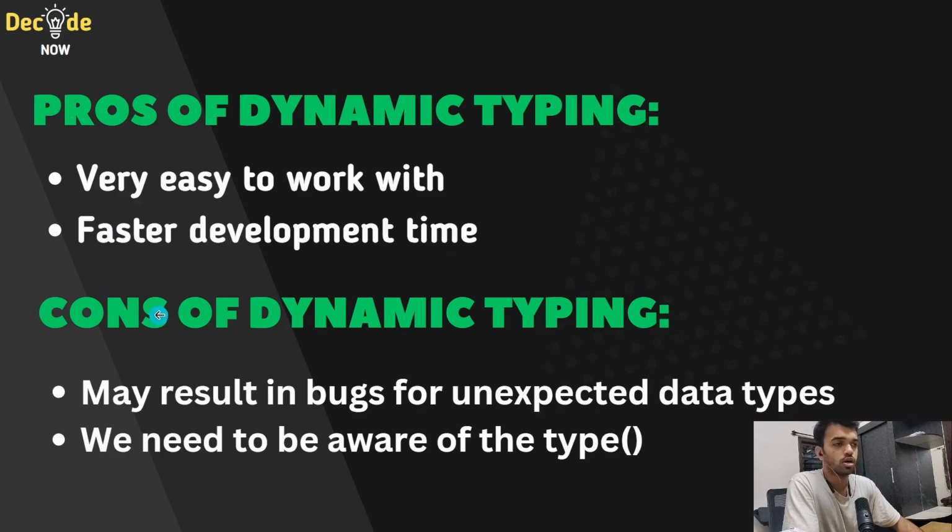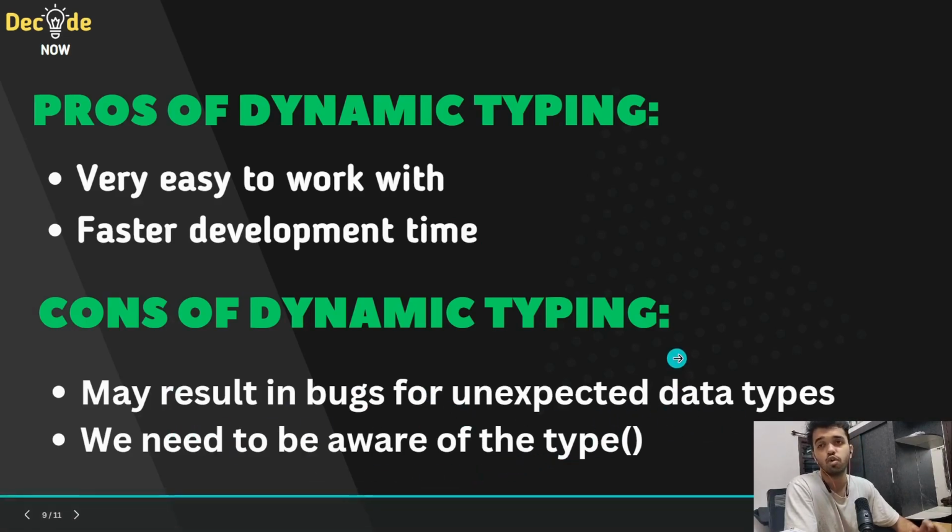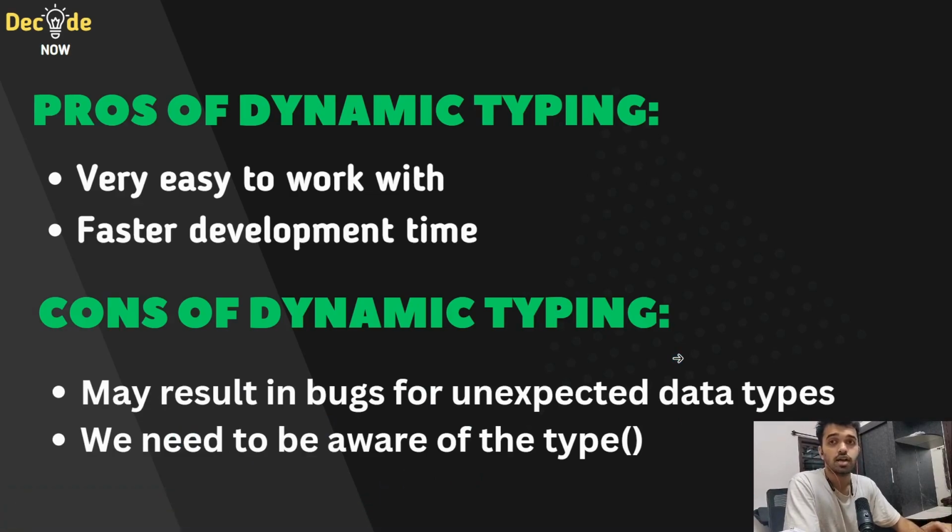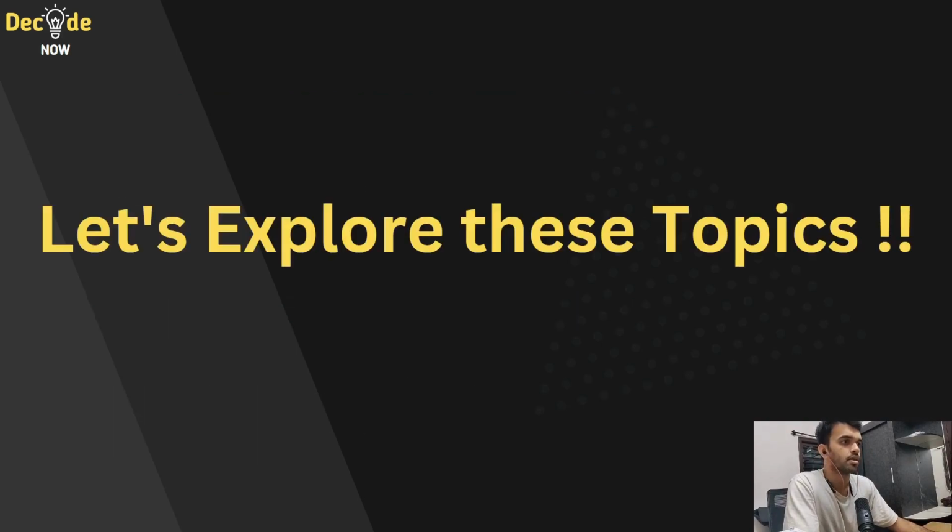But there are a few cons or disadvantages, which is it may result in bugs for unexpected data types, and we always need to be aware of what type we are assigning and what type we are changing further in the coding. So all those things we'll have to keep in mind. Those are the cons of dynamic typing.